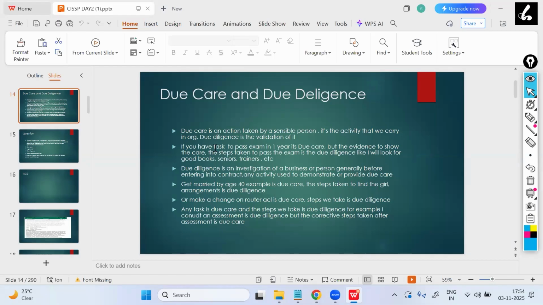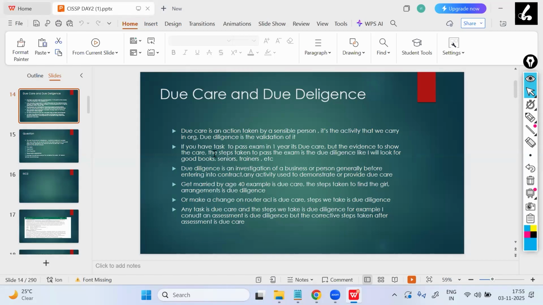Whatever I do, due diligence is the validation of it. To verify, in simple terms, if you just want to explain to somebody and understand yourself also, due diligence is the verification, due care is the steps that we actually do. That is the difference. Due diligence equals verification.